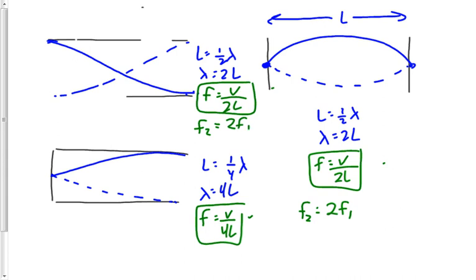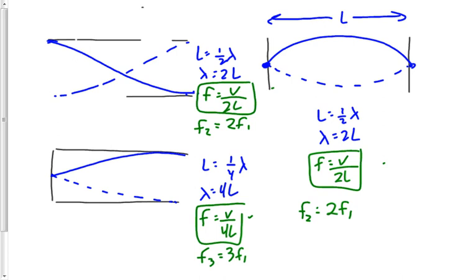What's the next one going to be when we have a closed air column? What's the next one going to be with a closed air column? The third harmonic. So we're going to call that F3. Where's the second harmonic? Yeah, there is no second.